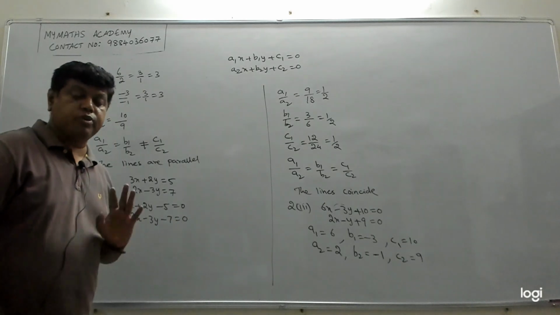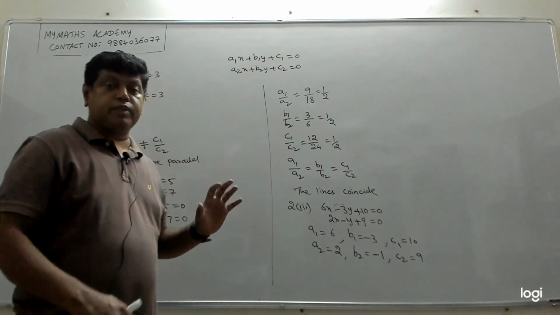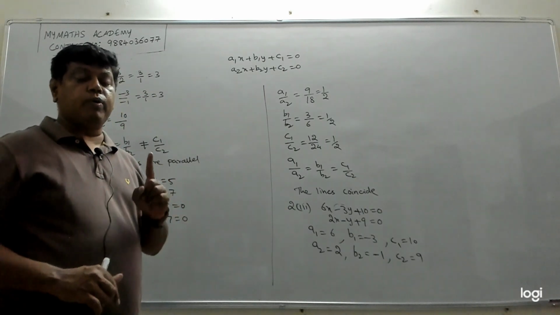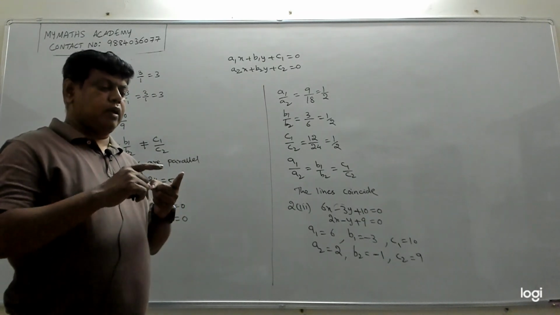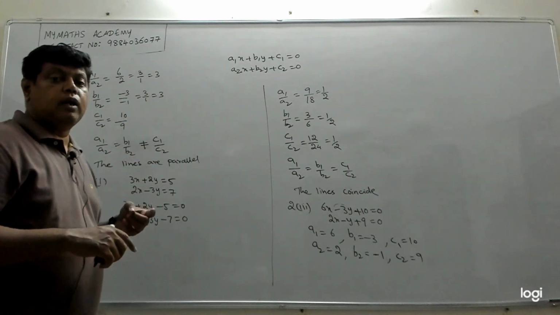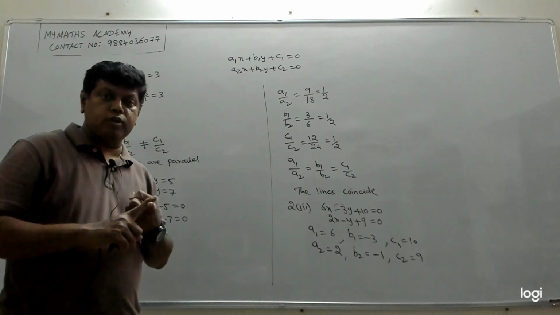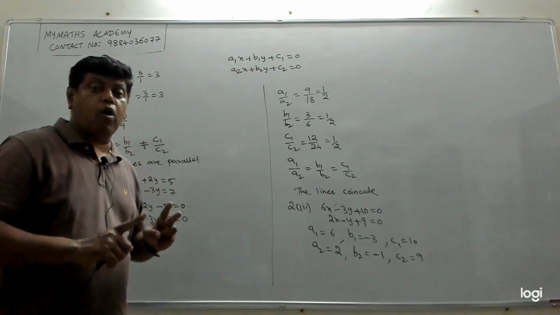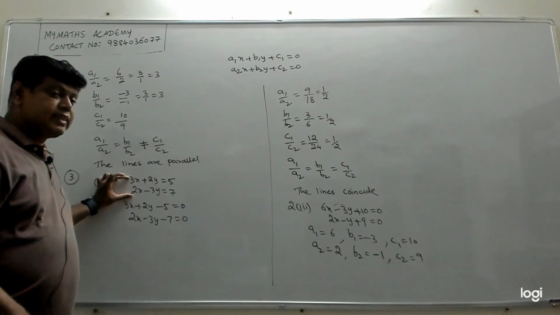Now to check whether the given set of equations is consistent or inconsistent: whenever the given set of equations has a unique solution or infinitely many solutions, in those two cases we call the system of equations consistent.